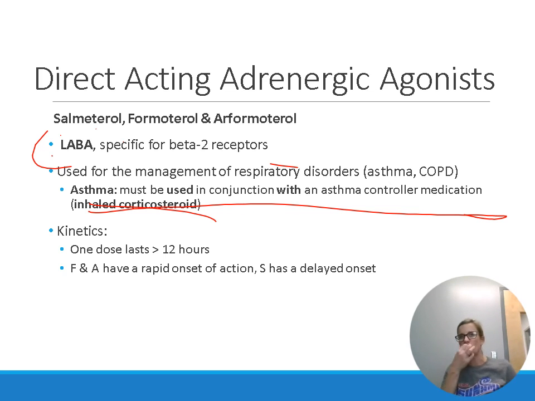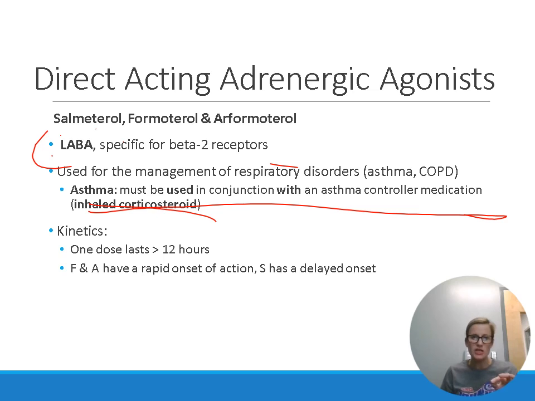So typically we would start the patient on an inhaled corticosteroid and then albuterol for PRN use as needed. Then if they're not well controlled and they're having a lot of exacerbations, then you can add a LABA. So they would use the long-acting beta agonist and their inhaled corticosteroid every day. And then if they had an exacerbation, they would use their albuterol.